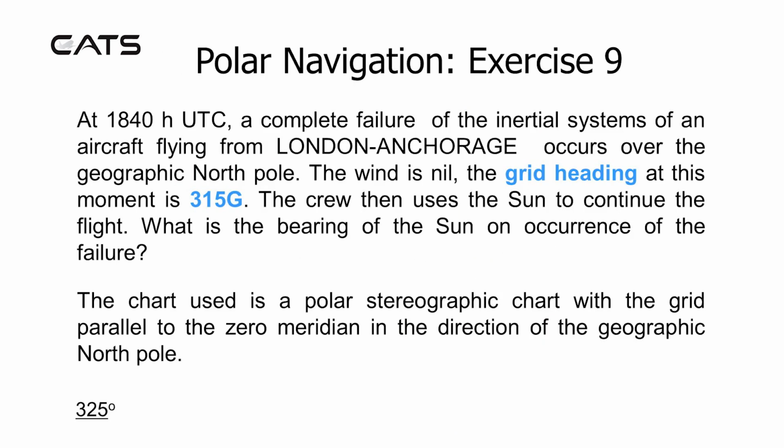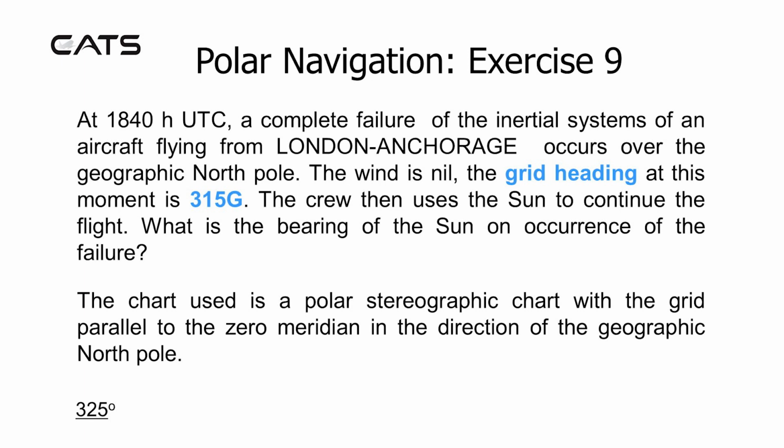Exercise 9. At 1840 UTC, a complete failure of the inertial systems of an aircraft flying from London to Anchorage occurs over the geographic North Pole. The wind is nil. The grid heading at this moment is 315 grid. The crew then uses the sun to continue the flight. What is the bearing of the sun on occurrence of the failure? The chart used is a polar stereographic chart with the grid parallel to the 0 meridian in the direction of the geographic North Pole.